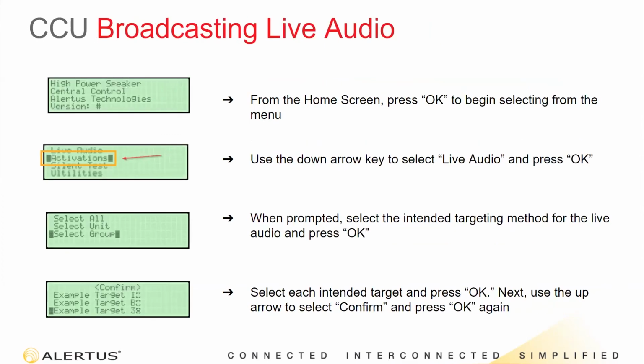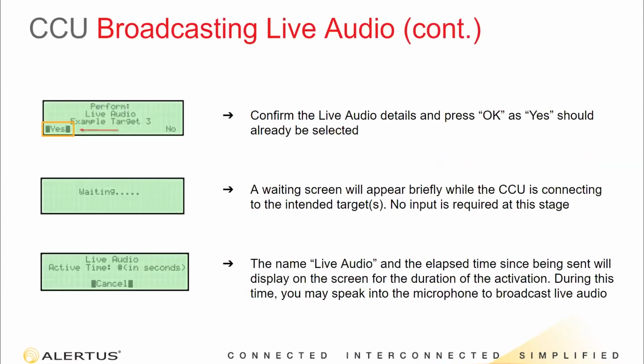To broadcast live audio, from the home screen, you'll be able to click OK to access the menu. What you will do then is use your up and down arrow to select live audio, then press OK. Again, you'll be asked to select your groups and intended targeting methods. Confirm the live audio, press OK. After the waiting screen, you will see the name live audio appear and the time elapsed since sending the activation. During this time, you may pick up the microphone and speak into the mic to broadcast live audio.